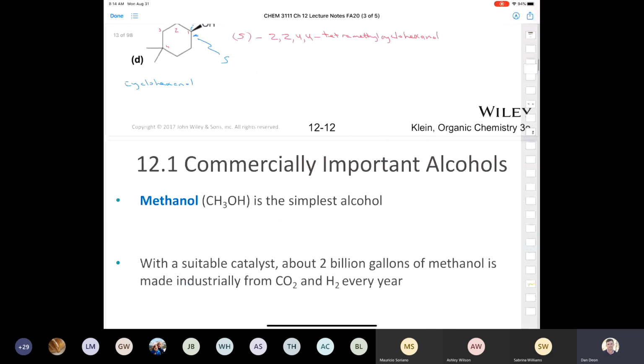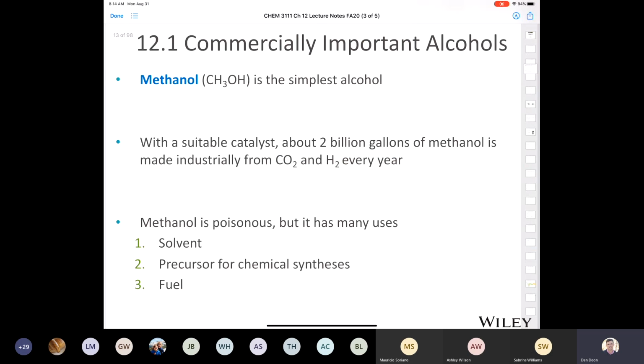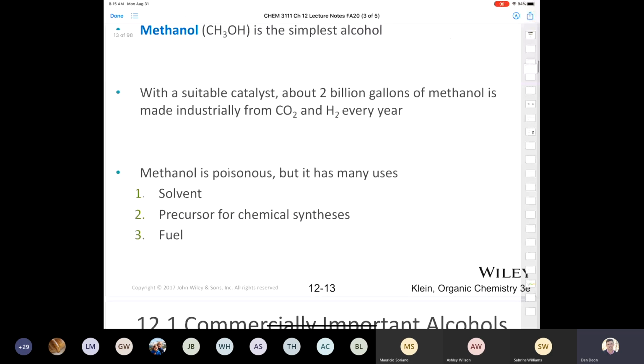All right, let's talk about some commercially important alcohols. This is one of those things where I could just sit here and probably ramble on for a while, but we'll go over it kind of quickly here. Methanol is the simplest alcohol. With a suitable catalyst, about 2 billion gallons of methanol is made industrially every year from carbon dioxide and hydrogen, so it's basically a hydrogenation process. Methanol, however, is poisonous. It does have many uses. Obviously, it's used as a fuel. If you've ever made fondue, usually fondue fuel is nothing more than methanol.